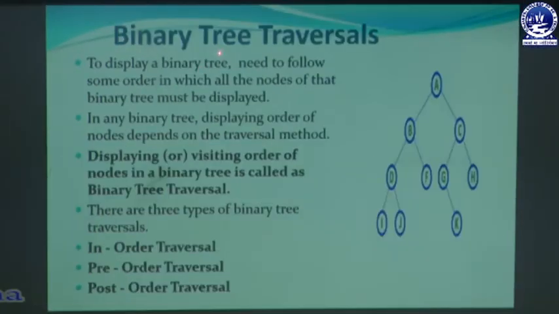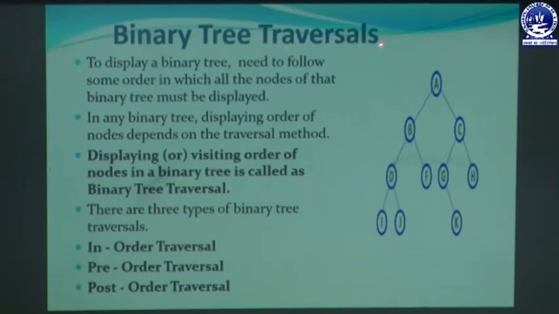So, next we will see about binary tree traversal. Binary tree traversal means that to display a binary tree, we need to follow some order in which all the nodes of that binary tree must be displayed. That means we will display all the nodes present in the binary tree in some specific order. That is binary tree traversal.